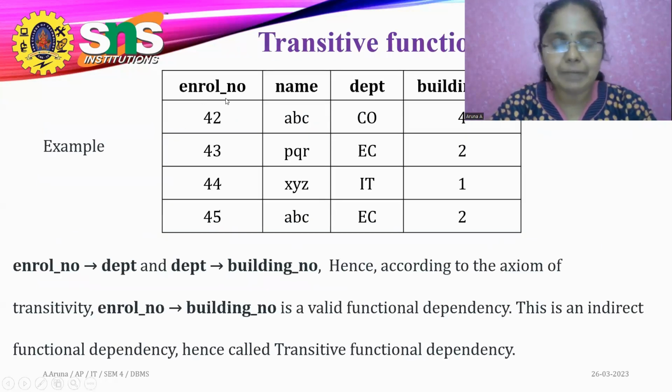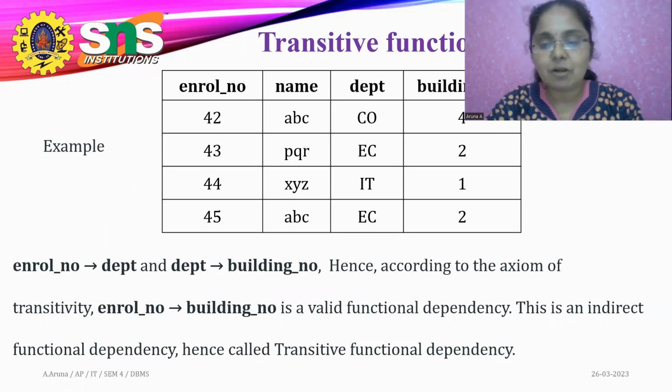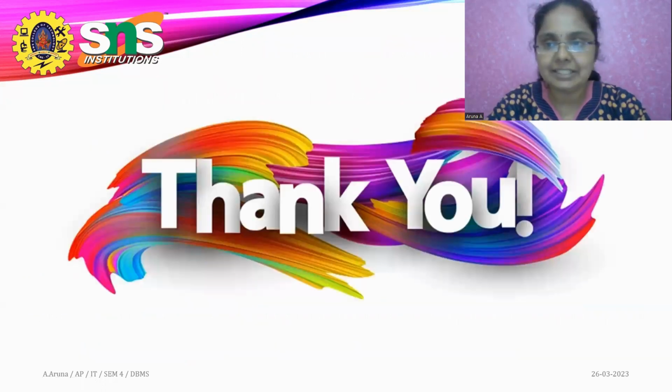Here is an example: enroll number, name, department and building. So here enroll number tends to department, and department tends to building number. So by using the enroll number, we can identify the building number, because it is indirect. By using a department, we can identify the building number. So indirectly your enroll number tends to the building number. These types of dependencies are called transitive functional dependencies.